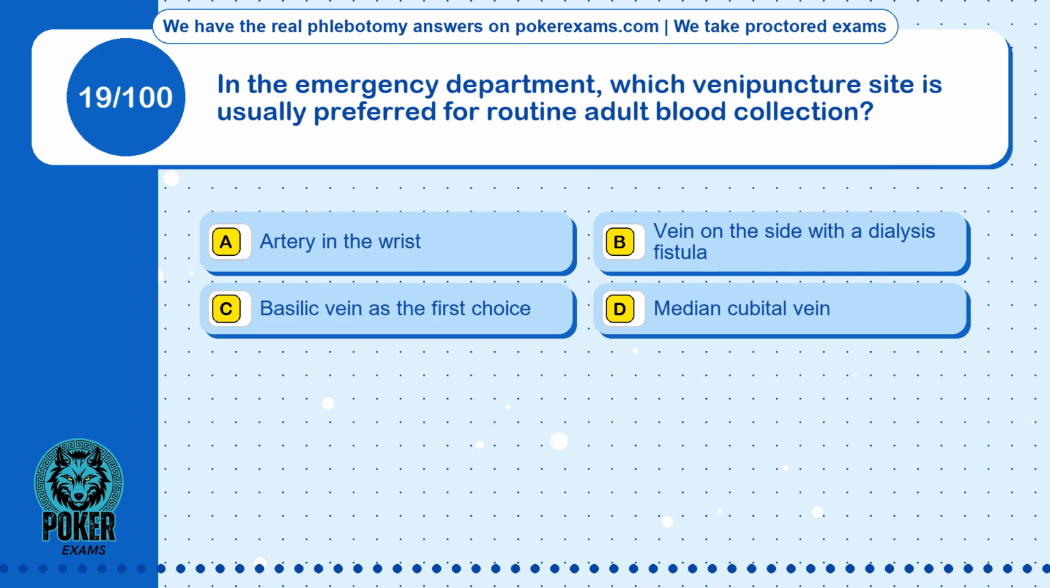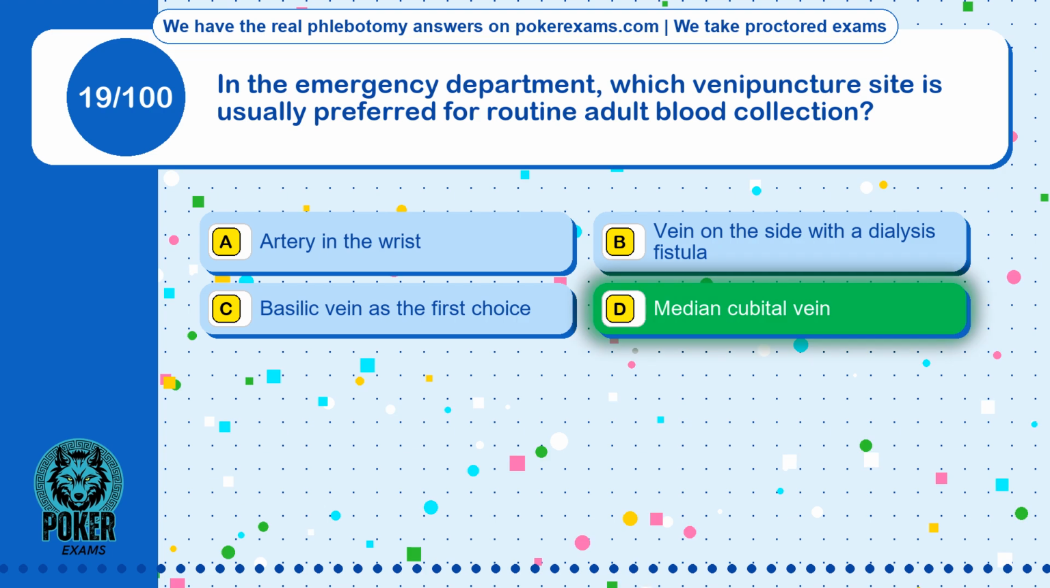Question 19. In the emergency department, which venipuncture site is usually preferred for routine adult blood collection? Option A. Artery in the wrist. Option B. Vein on the side with a dialysis fistula. Option C. Basilic vein as the first choice. Option D. Median cubital vein.